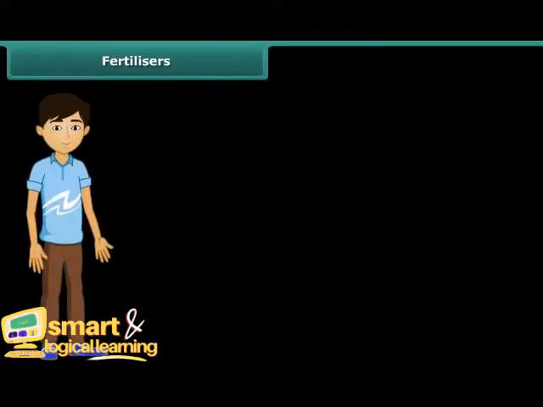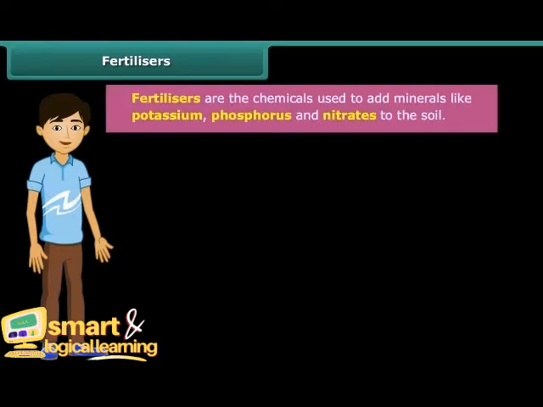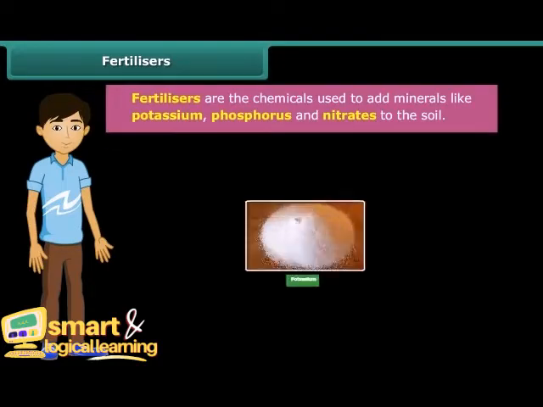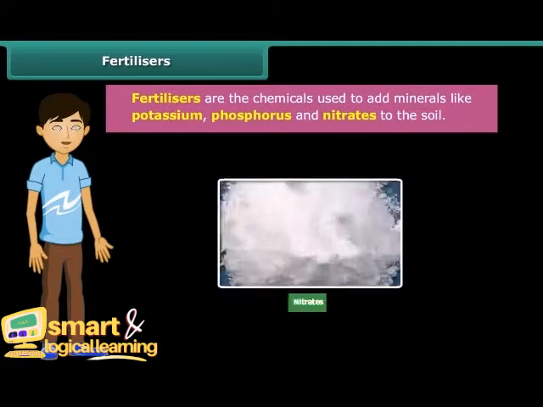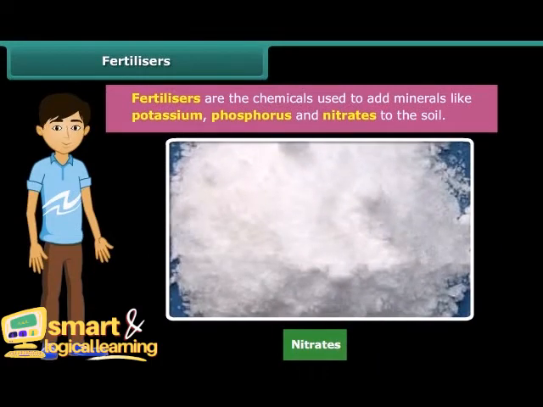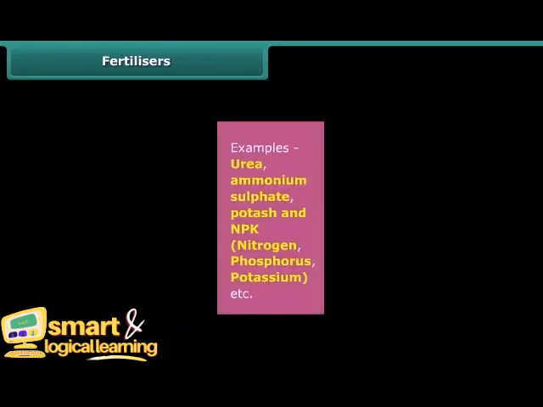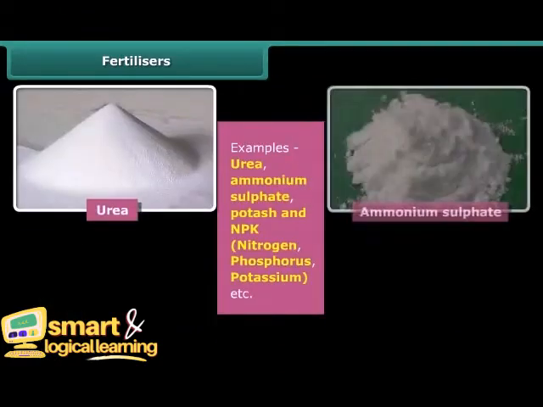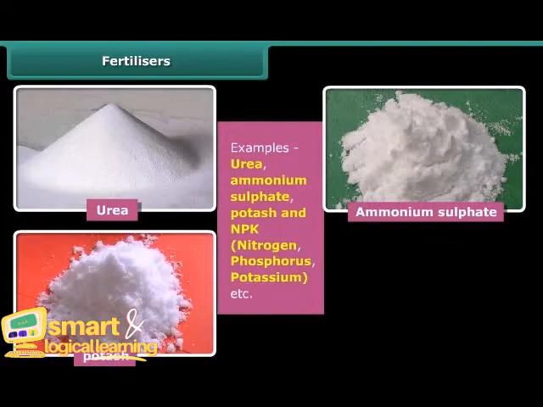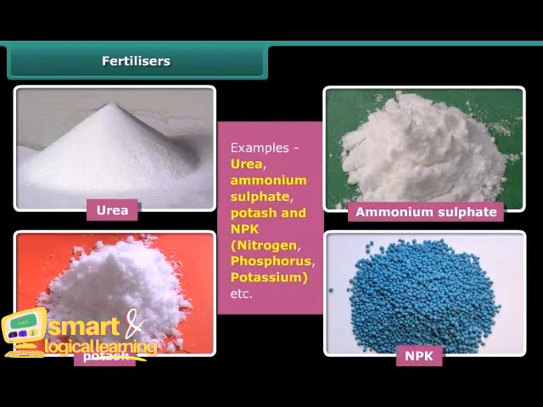Like manure, fertilizers are also used in replenishing the lost nutrients and minerals in the soil. Fertilizers are the chemicals used to add minerals like potassium, phosphorus, and nitrates to the soil. Fertilizers are produced in factories. Some examples of fertilizers are urea, ammonium sulfate, potash, and NPK (nitrogen, phosphorus, and potassium).